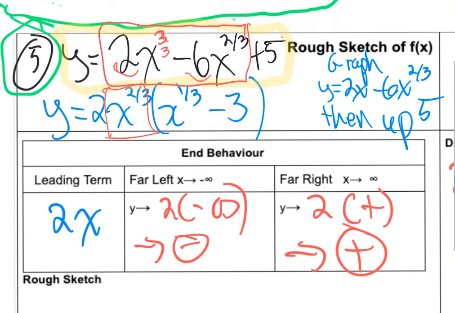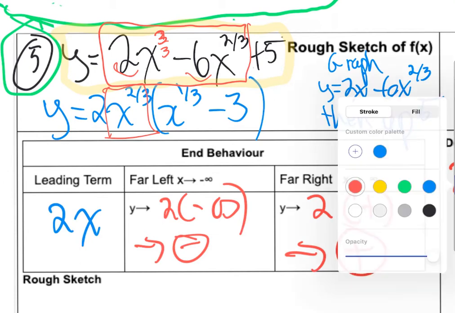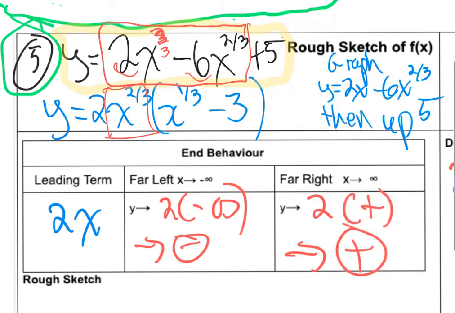What does factoring mean? It means division, right? Factoring means division. What do I do when I do division? I subtract exponents. So if I look at this one, 3/3 divided by 2/3 means 3/3 minus 2/3 for the exponent, which is 1/3. Then I'm factoring out -6 divided by 2. Well, that's just -3. And I've got x to the 2/3 divided by x to the 2/3, which is 1.